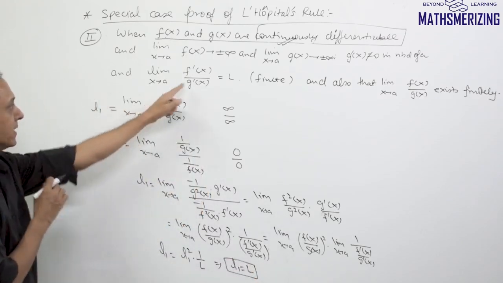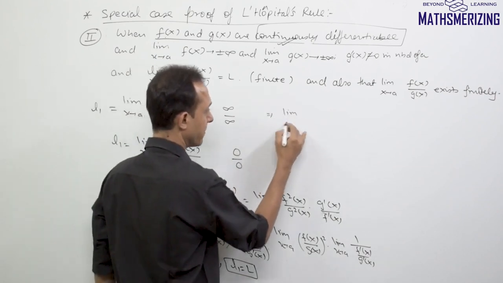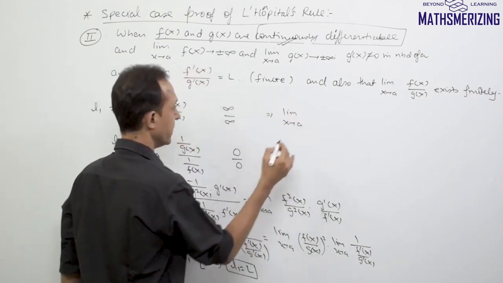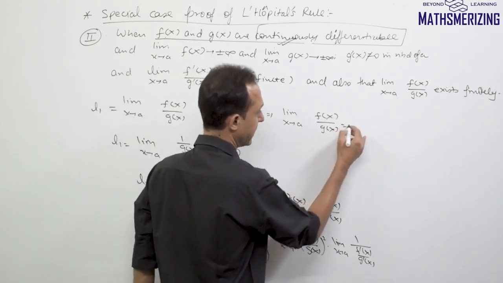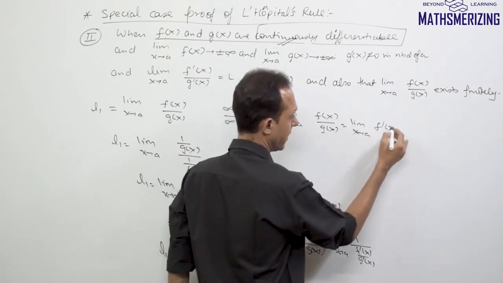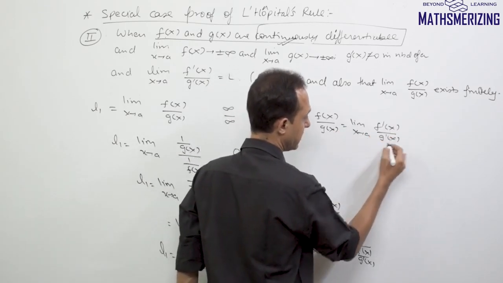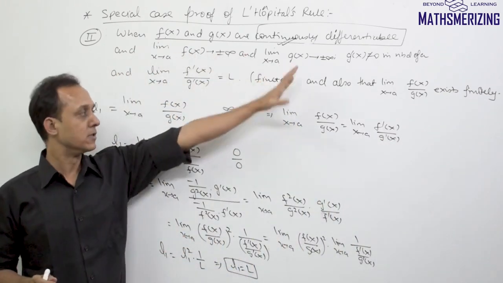So by comparing these two values, I can say that limit x tends to a f(x) upon g(x) is equal to limit x tends to a f dash x upon g dash x, when f tends to infinity and g tends to infinity.